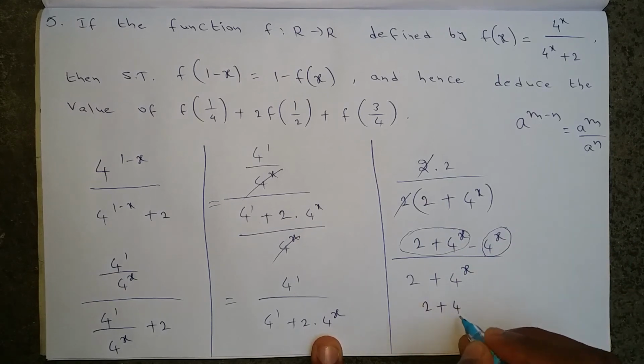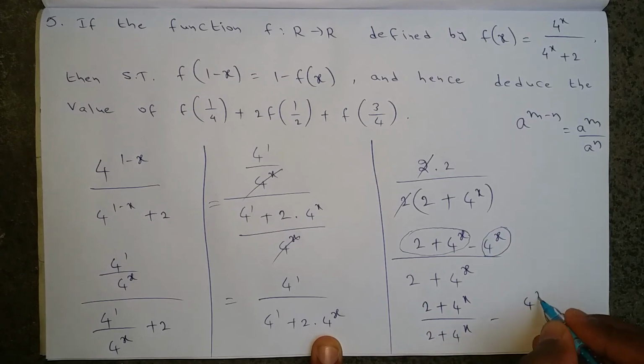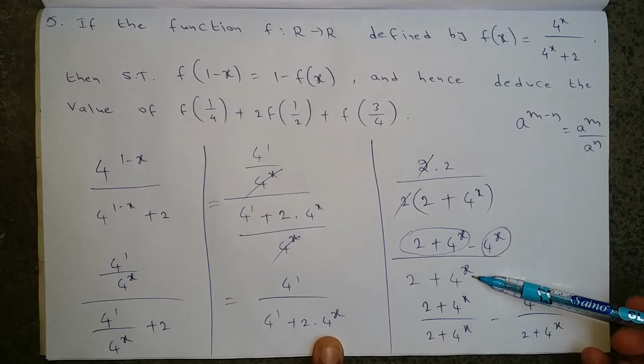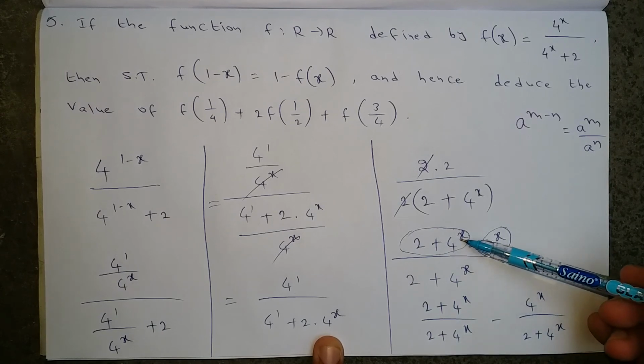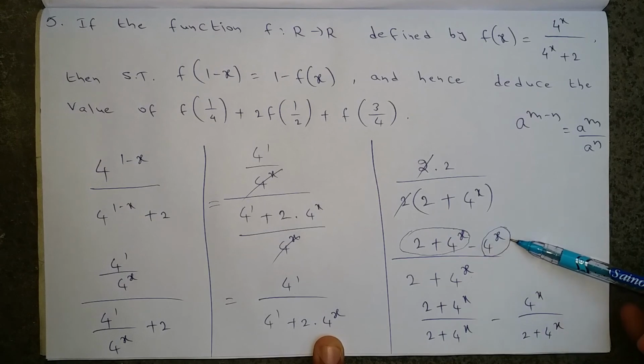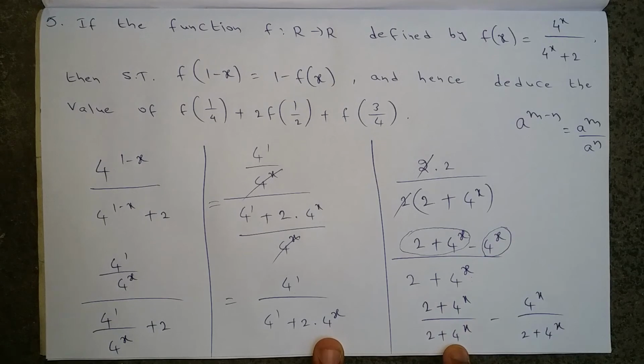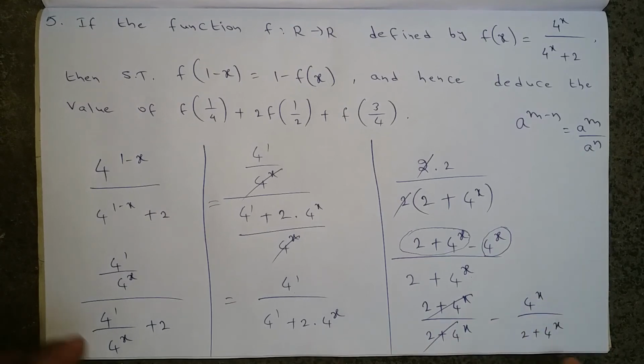So 2 plus 4 power x whole divided by 2 plus 4 power x, minus 4 power x divided by 2 plus 4 power x, because this denominator is related to the first term as well as the second term also. So that's why I wrote first term divided by denominator minus second term divided by denominator. So 2 plus 4 power x divided by 2 plus 4 power x, numerator and denominator both are same, both will be cancelled, it will become 1 minus 4 power x divided by 2 plus 4 power x.